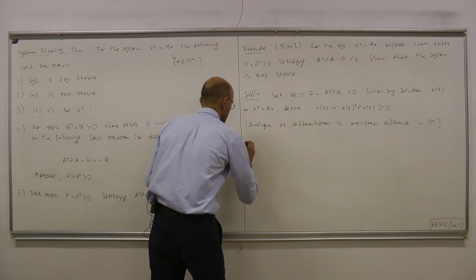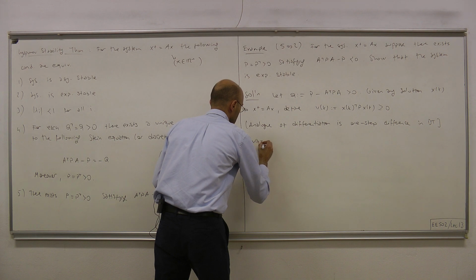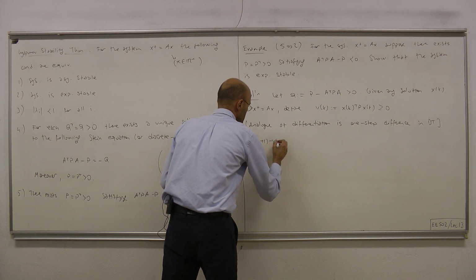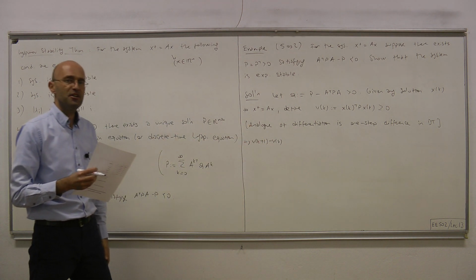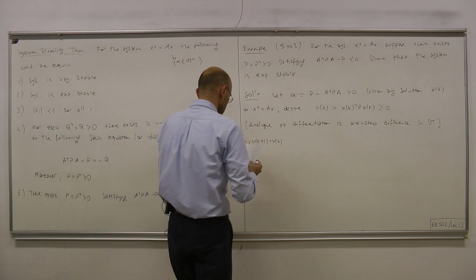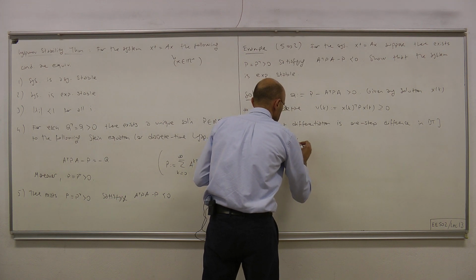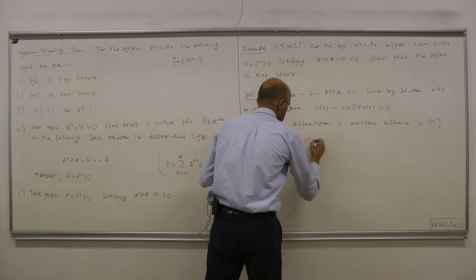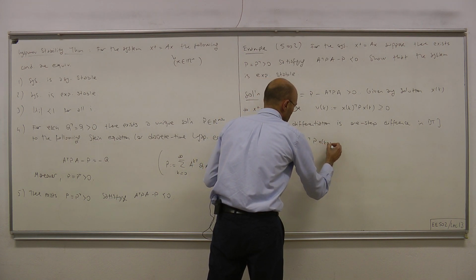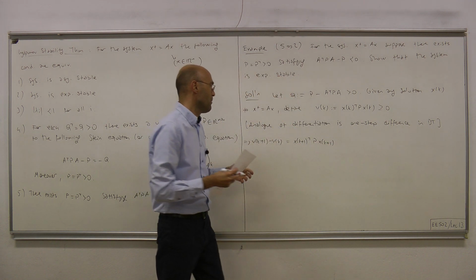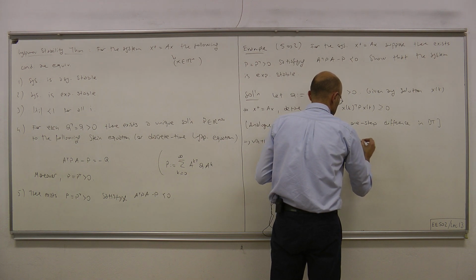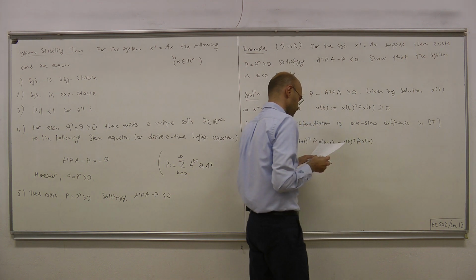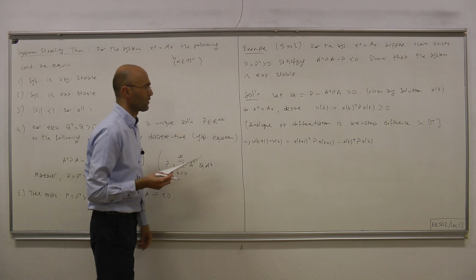Okay, so let's do that here. V of k plus 1 minus V of k. So this is, in a sense, differentiation in discrete time. That equals x(k+1) transpose P x(k+1) minus x(k) transpose P x(k).